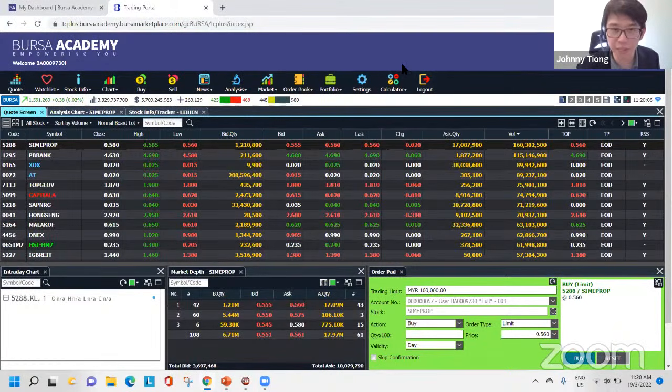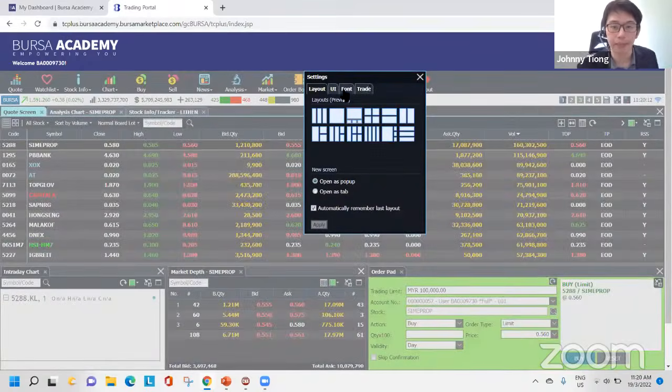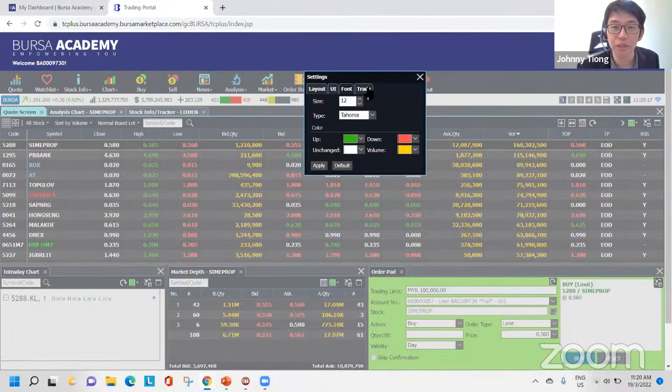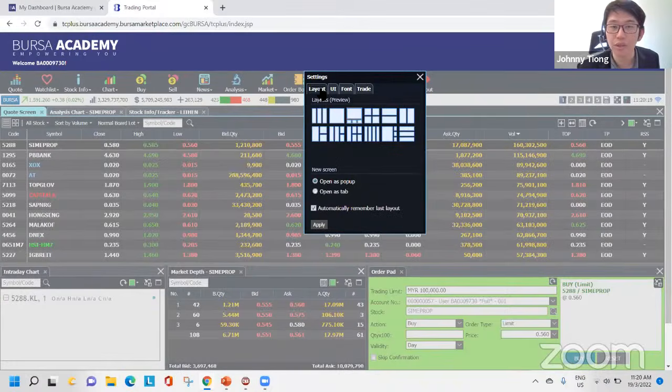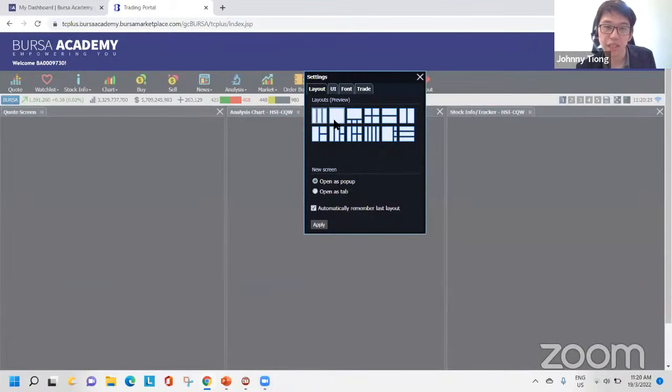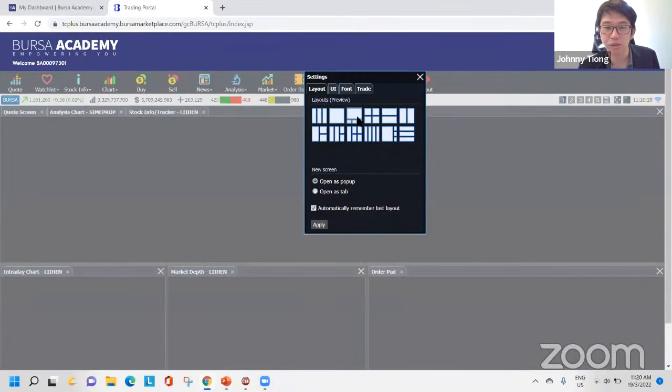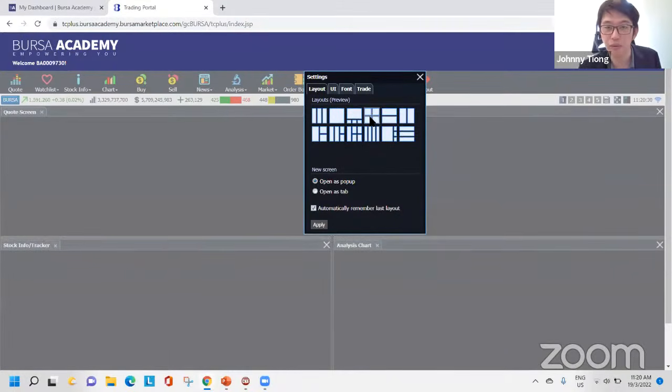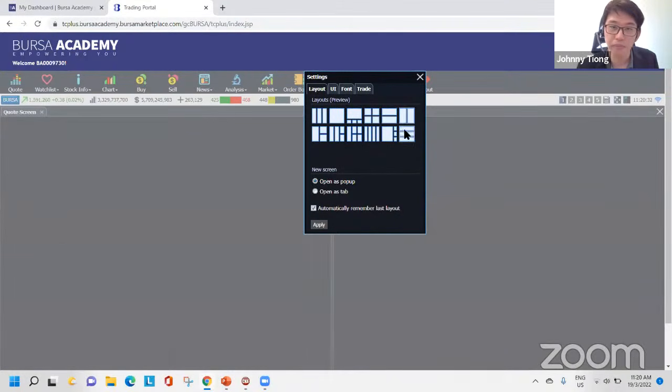Before we touch anything, first we must set our layout. How do we want it to be? So we'll go to the settings here. So you can see there's a layout, user interface, UI, font or trade. Okay, so first you must choose your feng shui first. How you like it to be? Is it 3? Is it 1? Is it 1 on top and 3 boxes below, or 4 by 4? Okay, so you can choose whatever you like.